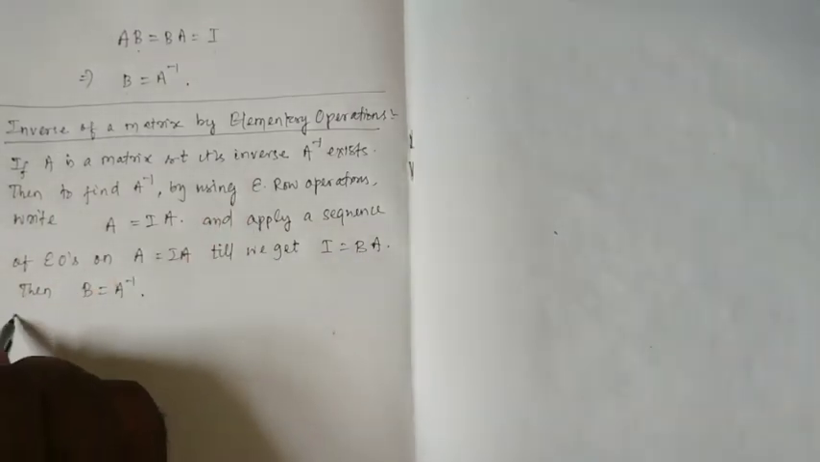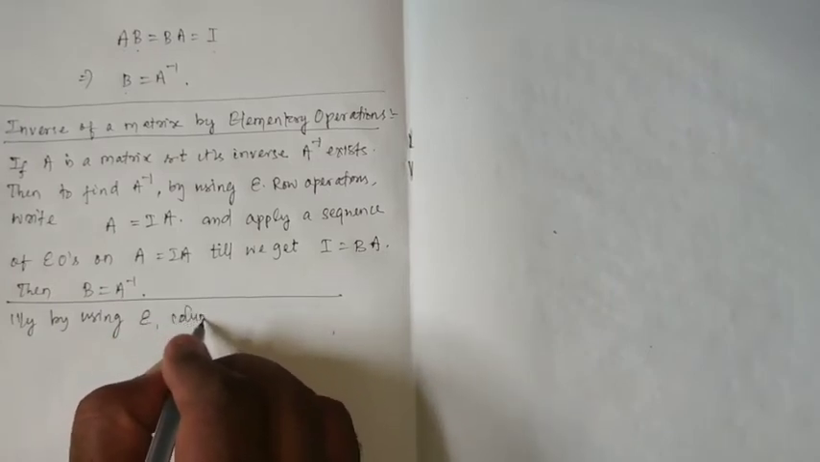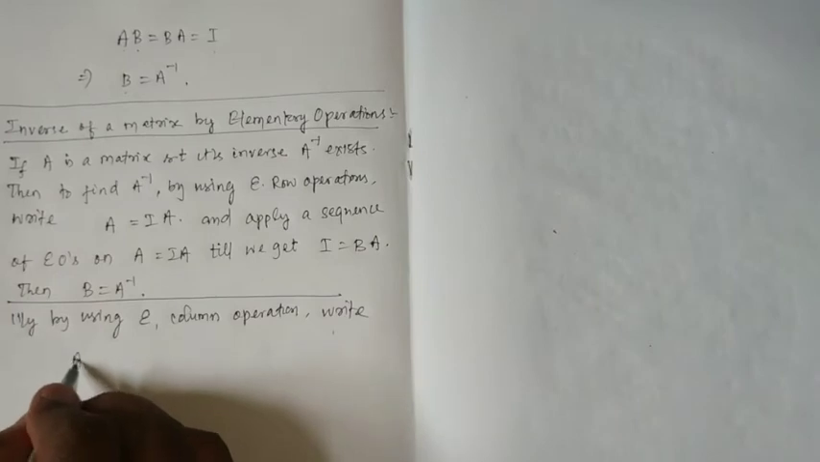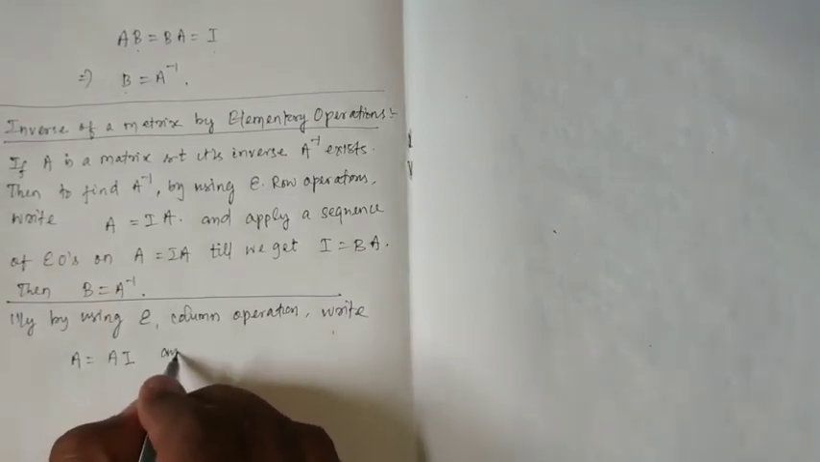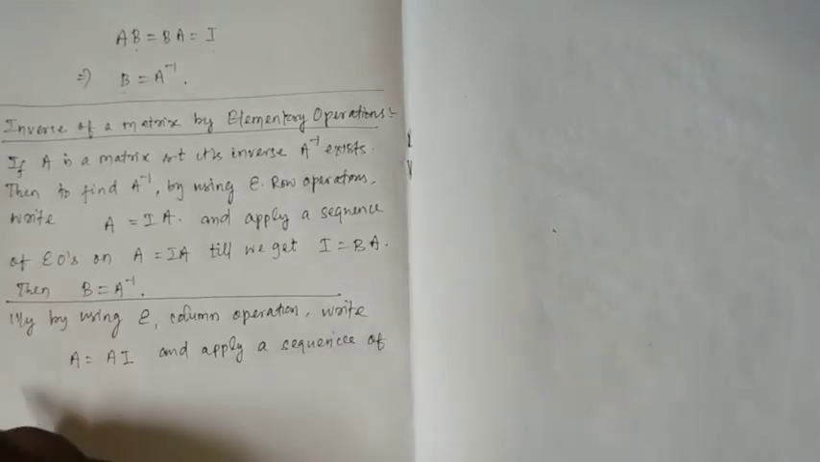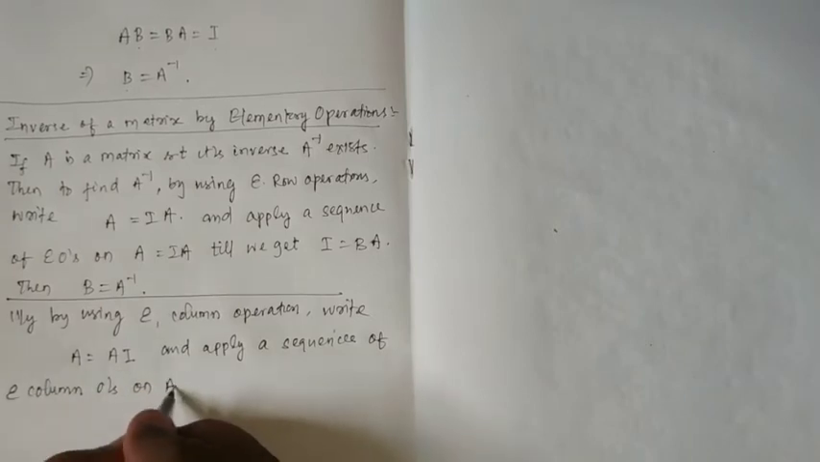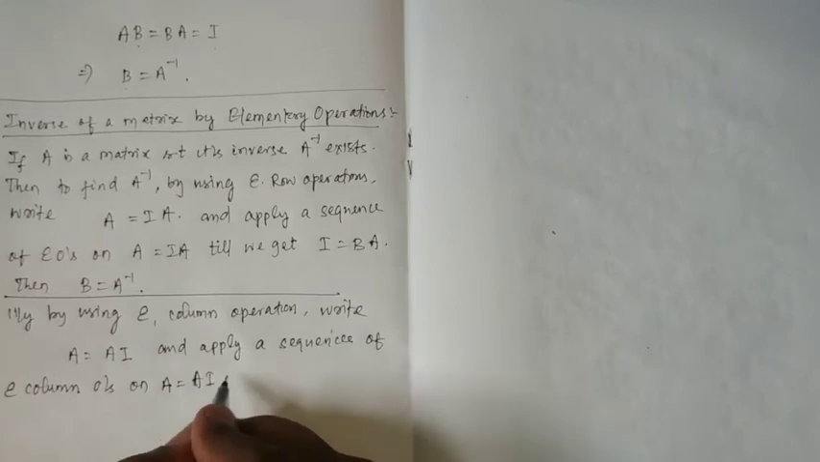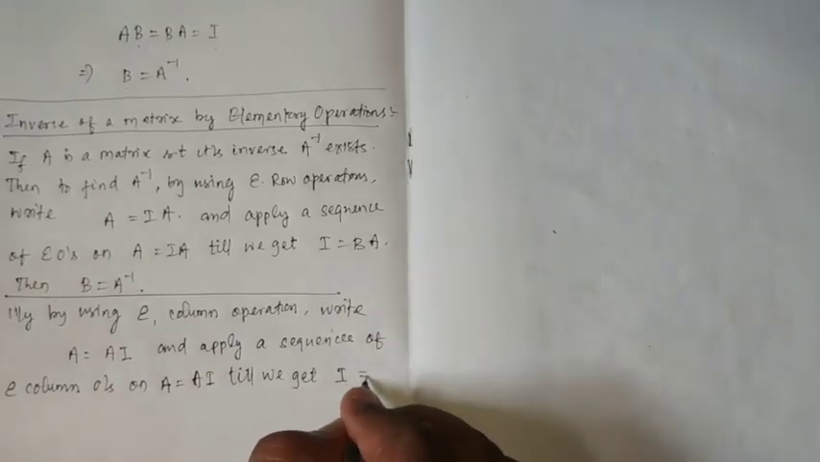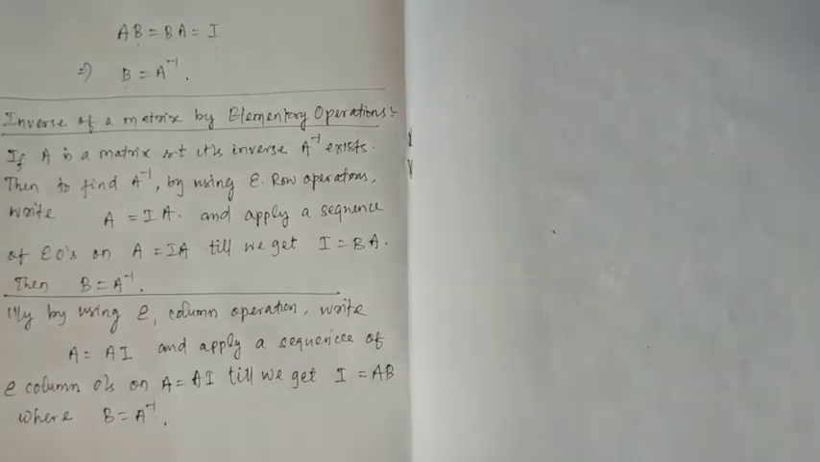Similarly, by using elementary column operations, write A equals AI and apply a sequence of elementary column operations on A equals AI till we get I equals AB, where B equals the inverse of A.